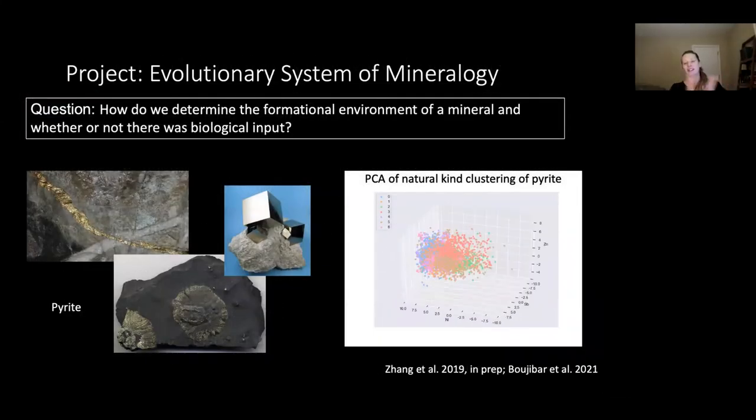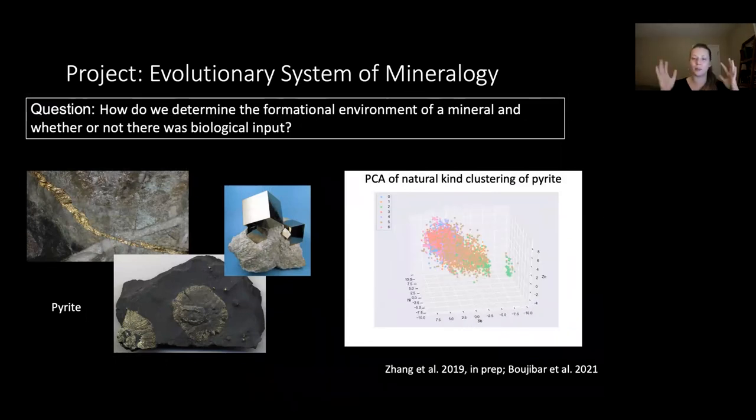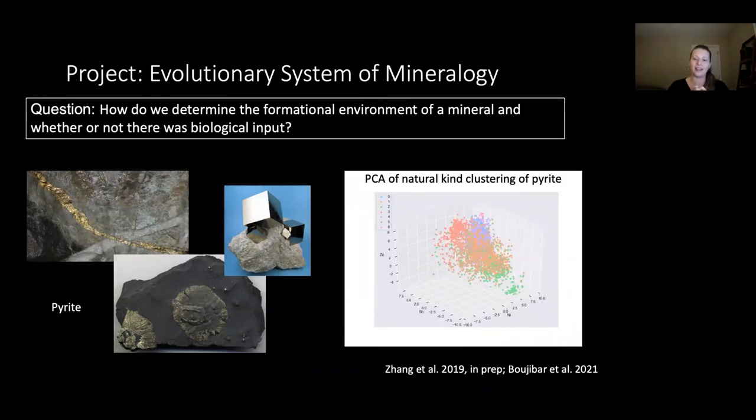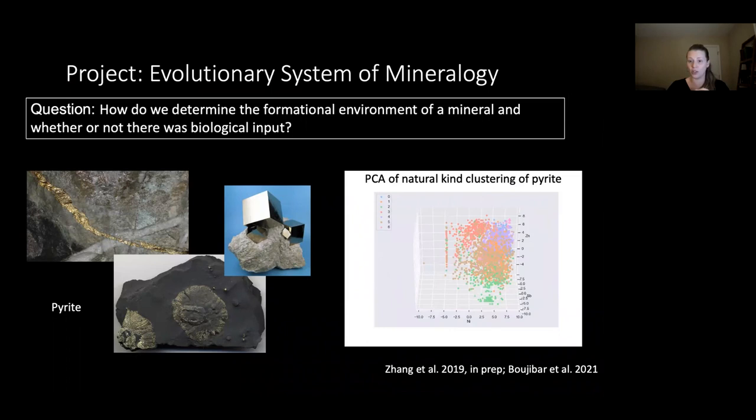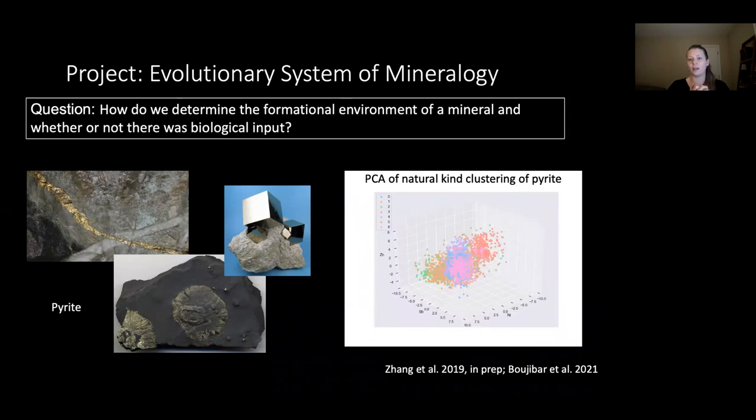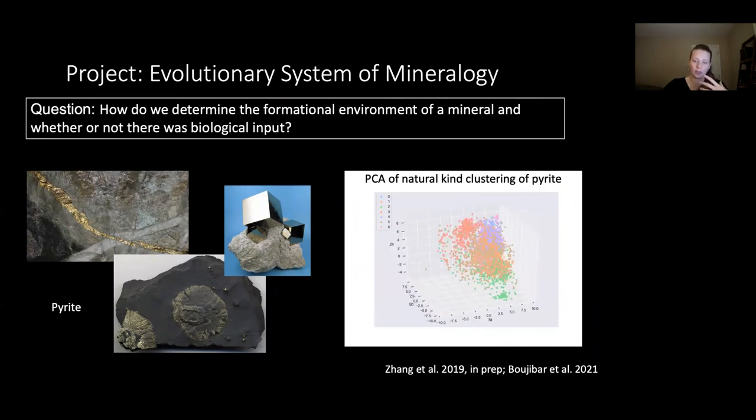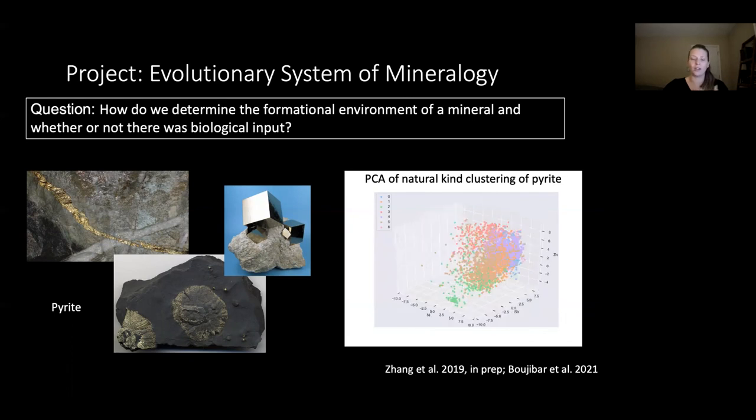So the last project I'd like to briefly mention, I could have talked about this entire time, and that is the evolutionary system of mineralogy that I'm working closely on with my Carnegie colleague, Bob Hazen, which combines mineral evolution, network analysis, and natural kind clustering. So this work harnesses the fact that minerals are incredibly information rich. I've kind of harped on that throughout this whole talk, but this really brings it together.